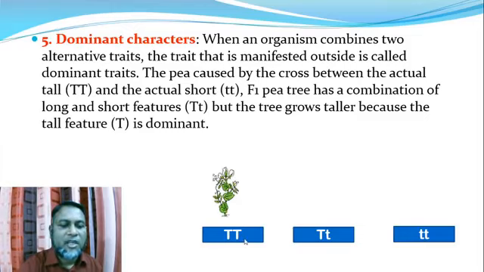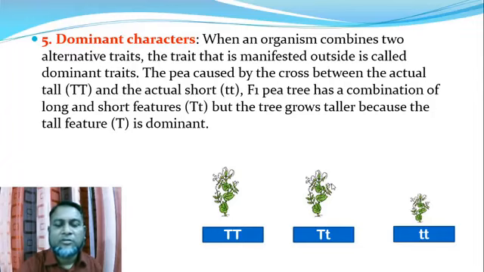In this figure, capital T expresses long plants, small t expresses short plants, whereas with capital T and small t together, the plant is long, because capital T for long plants is dominant over short plants. So capital T is the dominant character.